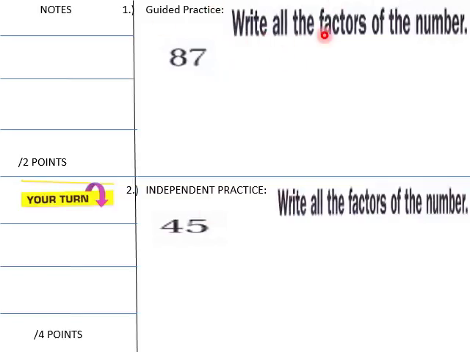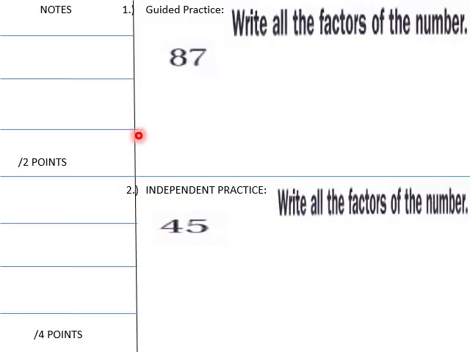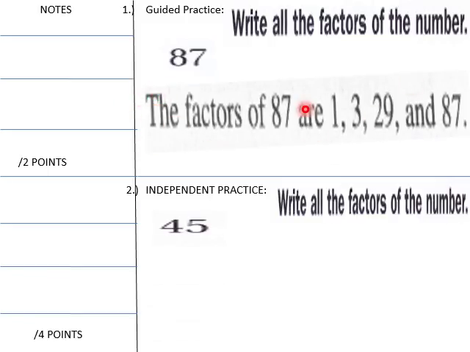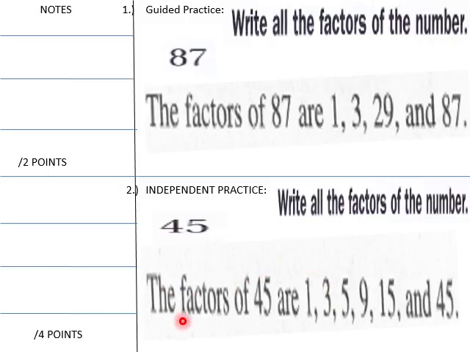Guided practice: write all the factors of the number 87 and 45. Class, you should be able to factor this or try to factor this on your own. So we're going to find the factors here of 87. Here they are. Factor 45, class, factor 45. Oh, here they are. You can check yourself on that. This is what you should have gotten for 45.